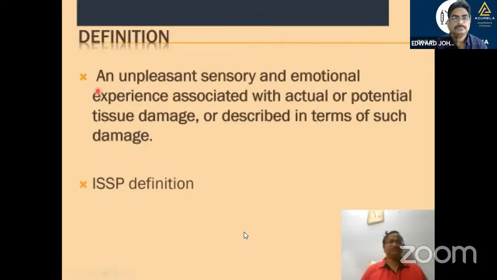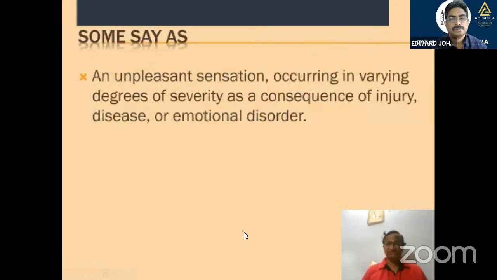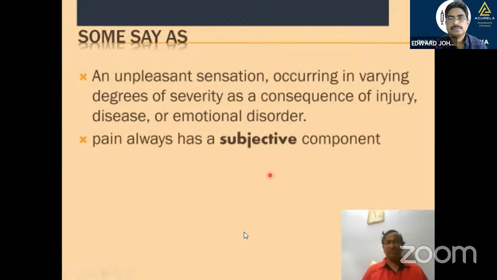What is the definition of pain? A little older definition, but it is still staying. An unpleasant sensory and emotional experience. Here it's not only a sensory, it's an emotional experience. It is unpleasant. It is associated with actual or potential tissue damage, or described in terms of such damage. Some say it is an unpleasant sensation occurring in varying degrees of severity as a consequence of injury, disease, or emotion. Pain has always got a subjective component.